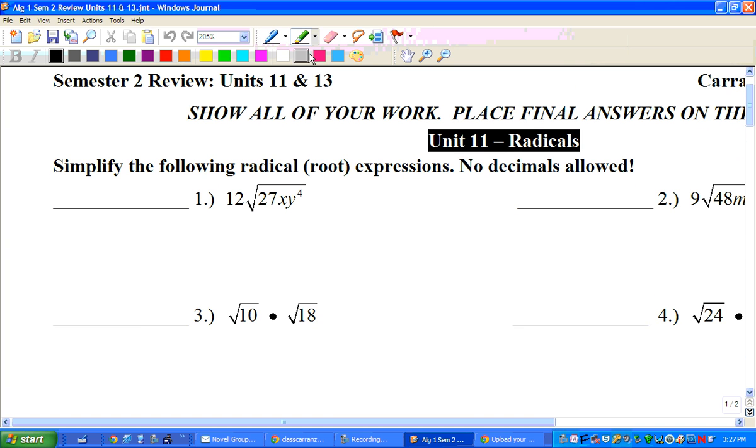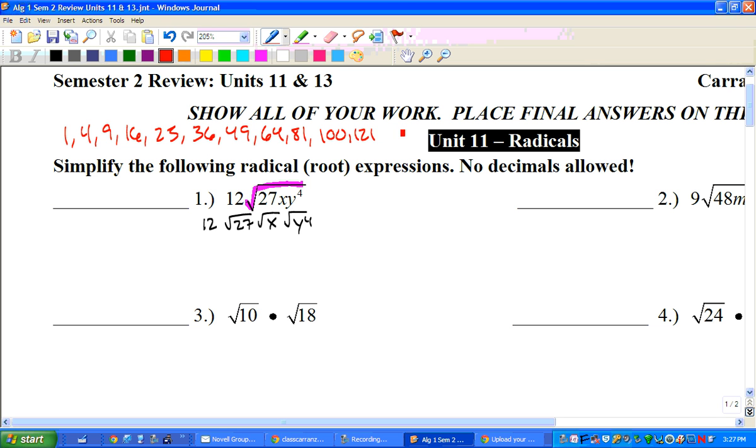So what we need to remember is inside of this radical, we're going to break it up, okay? The 12 stays out front, and then we're going to break down the 27x and y to the fourth. Okay, we want to break these down into the perfect squares, which I'm starting to write down. You guys should know all of these by now. 49, we got 64, 81, 100, 121, 144.